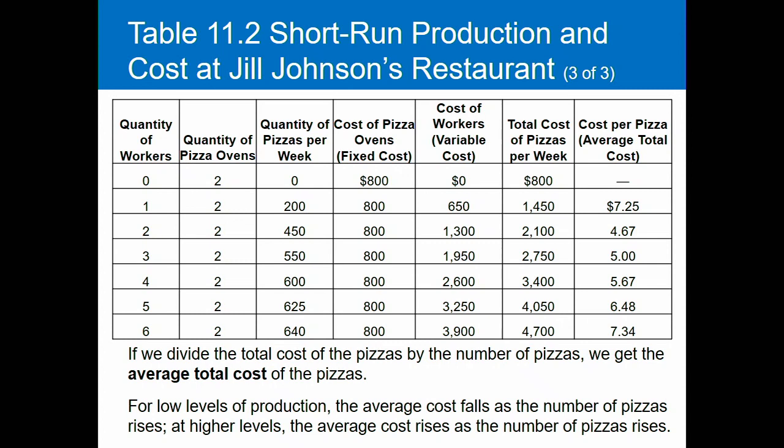So initially, the average total cost falls. That second worker ends up adding more pizzas than the first. So the average total cost falls from the first worker to the second worker. Then as we start adding more workers, we're not getting as much pizza back from it. They're not producing as much as the second one, but we're adding the same cost. So we end up with the average total cost increasing again. And this is a trend we're going to see in general for firms. Initially, the average total cost falls, and then it begins to rise.